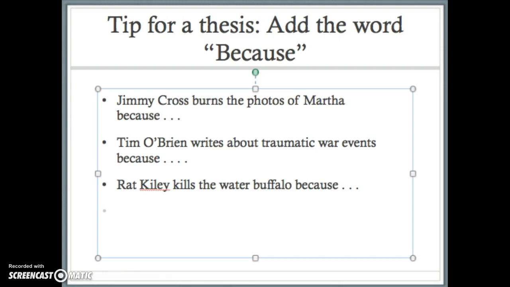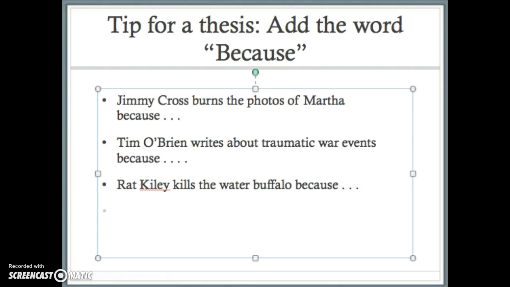So for example, I have three possible thesis or starts of a thesis statement in relation to Tim O'Brien's novel. So Jimmy Cross burns the photos of Martha because, and here you just have to sort of plug in your own interpretation. Another one, Tim O'Brien writes about traumatic war events because. So again, you would just be explaining your own opinion on why he chooses to write about something so traumatic.